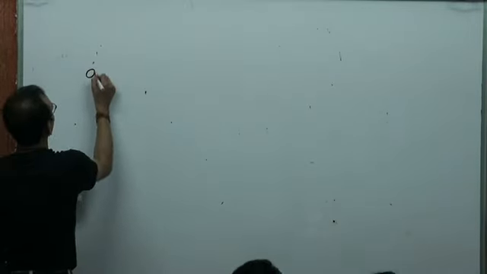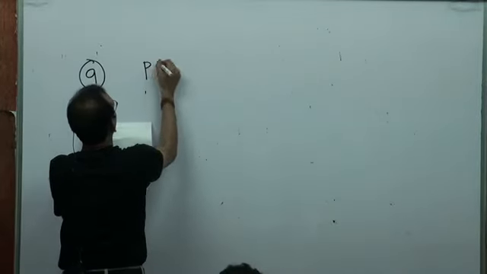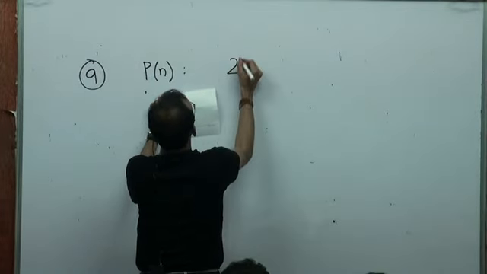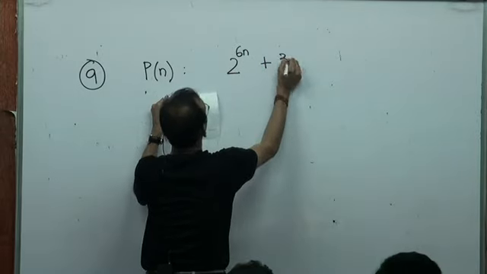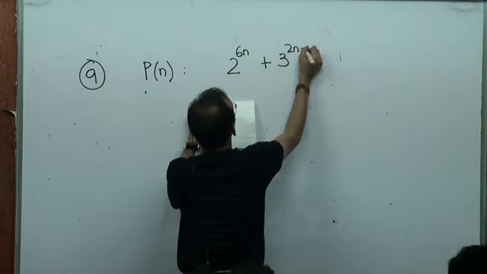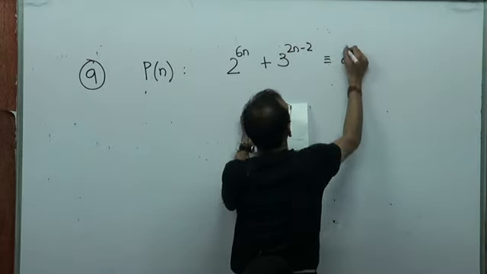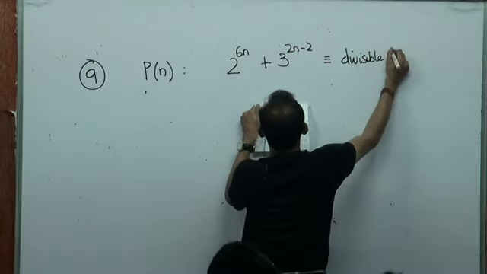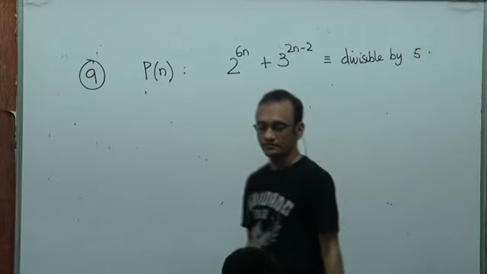Look at problem number 9, for example. There is a statement Pn, which for n to be a natural number, 2 to the power 6n plus 3 to the power 2n minus 2, we want to show is divisible by 5. We want to show that this is divisible by 5.